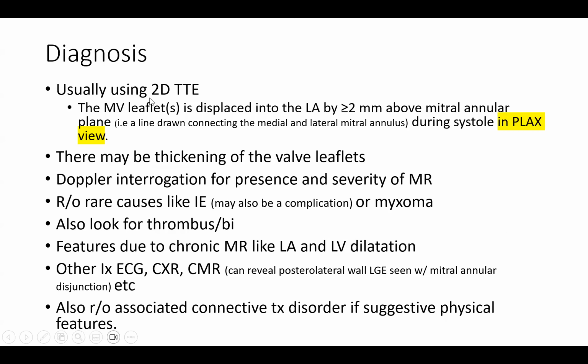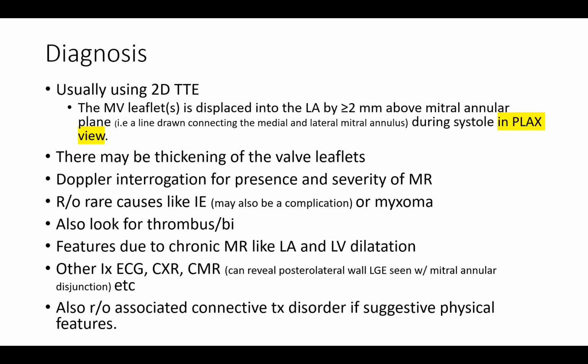So diagnosis is usually with 2D transthoracic echo, like we've said. In that image I showed, if we draw a line across the annulus, then the leaflet is displaced by greater than or equal to 2 millimeters into the left atrium above that line. There might be thickening of the leaflets. We should look for MR. We should rule out rare causes like infective endocarditis, which could cause secondary valve damage and prolapse. We should look for thrombi and just evaluate as it is a chronic MR.